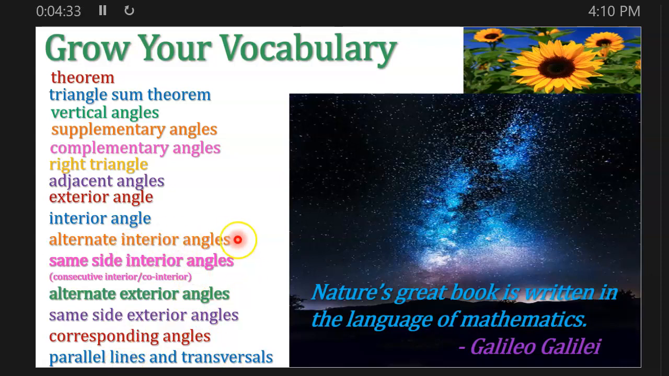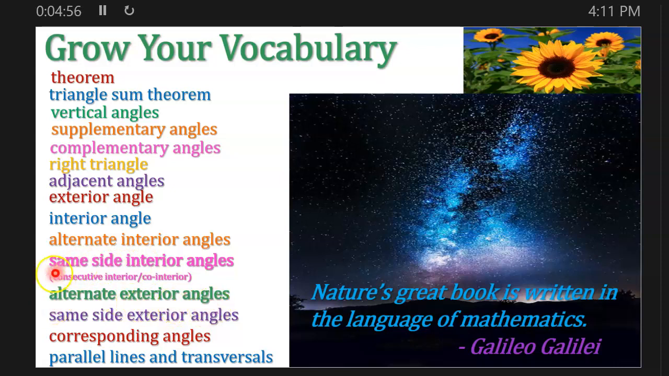They're also congruent. Same side interior angles are those on the same side of the transversal, but inside the parallel lines. And those are not congruent like the alternate interior angles and the alternate exterior angles are. Same side interior angles are supplementary, so they'll add up to 180.